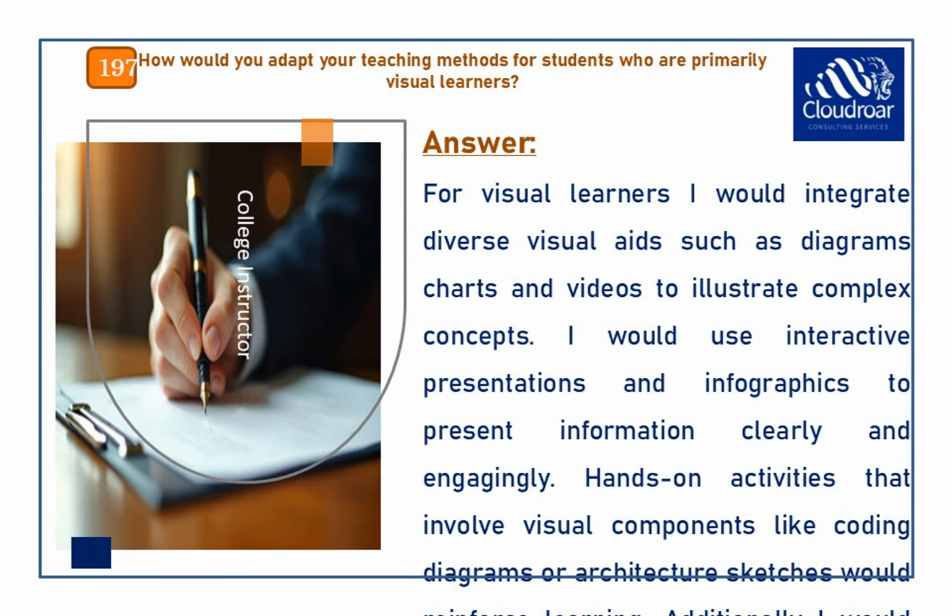Question 197. How do you assess the effectiveness of collaborative projects in your courses? Assessing the effectiveness of collaborative projects involves measuring both individual and group performance. I use a combination of peer evaluations, self-assessments, and instructor feedback to gain a comprehensive view. Rubrics outline specific criteria, such as teamwork, communication, and the quality of the final product.